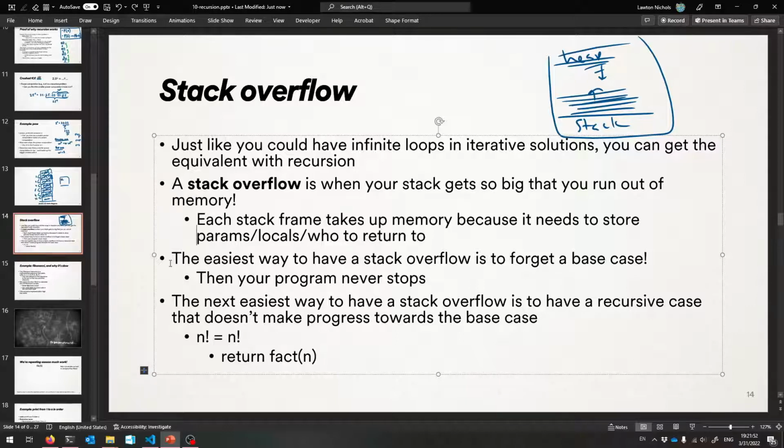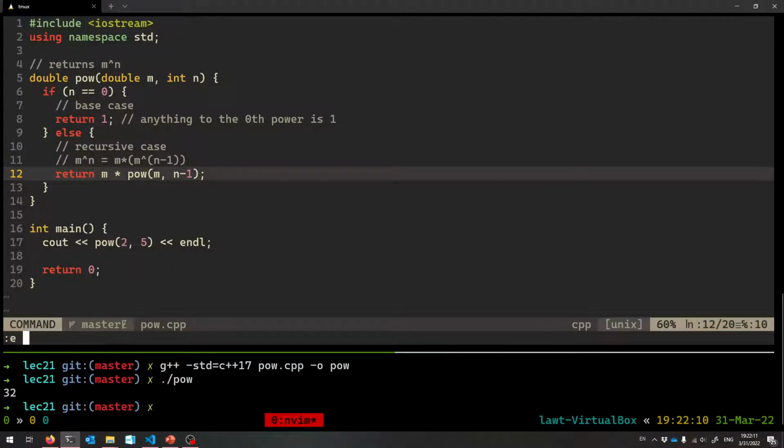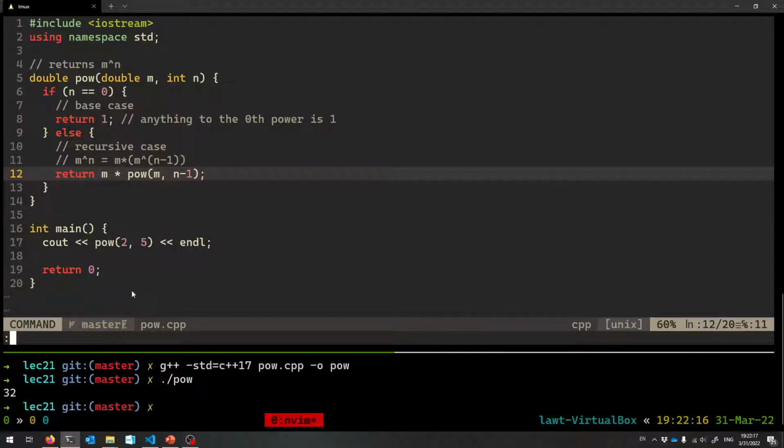So that is something that could go wrong now. And the easiest way to have something go wrong, the easiest way to have a stack overflow, is to forget the base case. Okay? So that is going to make sure that your program never stops, right? It's never going to get to a case that's going to give back a final answer. It's going to keep on trying to compute subproblems answers. Let me show that to you.